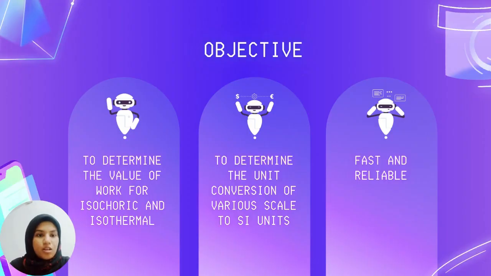The first objective is to determine the value of work in joules for isochoric and isothermal processes. The next one is to determine the unit conversion of various scales to SI units, such as volume must be in meter cubic, and pressure must be in pascal.